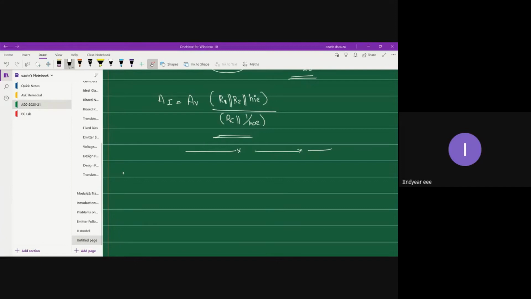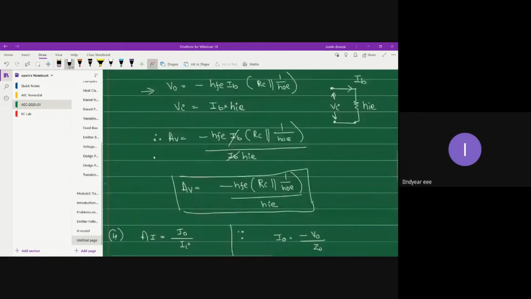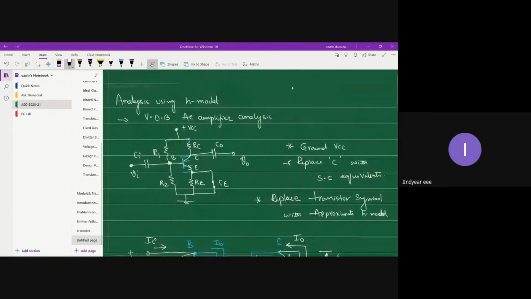Is it clear? Yes, sir. Okay, so it's a very simple case, because I considered the bypass capacitor. So this is with bypass capacitor.